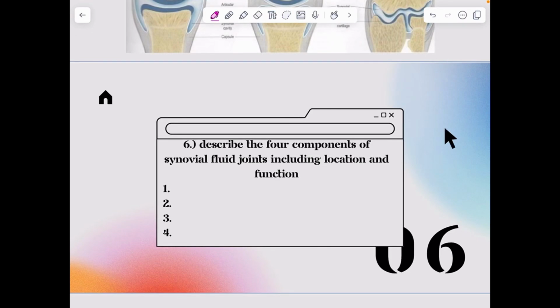So we're going to go ahead and get started. This is where we left off at the end of PASS, and this is objective number 6: describe the 4 components of synovial fluid joints, including location and function.